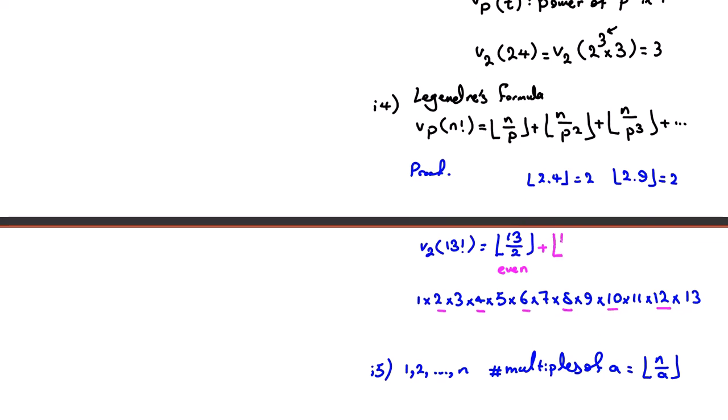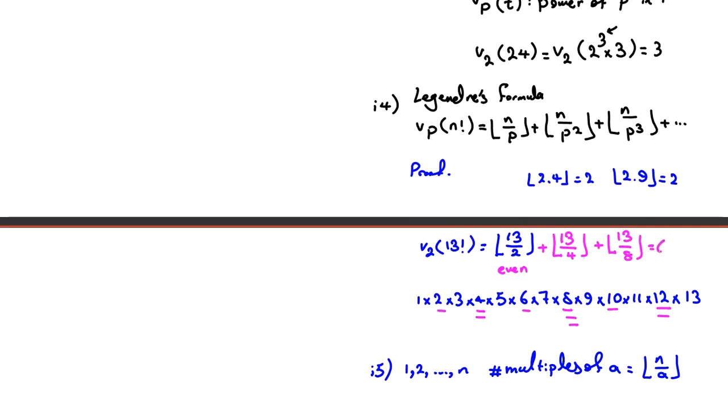Next one. By this formula, we calculate 13 over 4. It is multiples of 4. So this one, this one, this one. We are calculating 4, 8, 12 again. Next one, 13 over 8, multiples of 8. It is 1, this. And after that, 13 over 16, floor of that will be 0. And the rest will be 0.